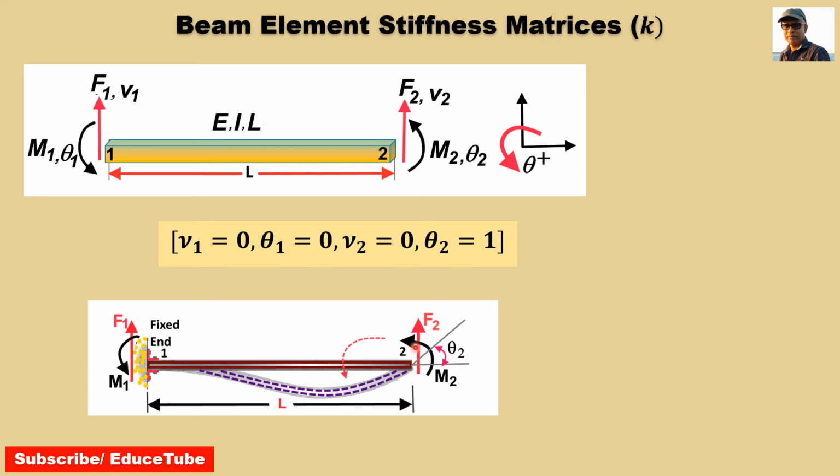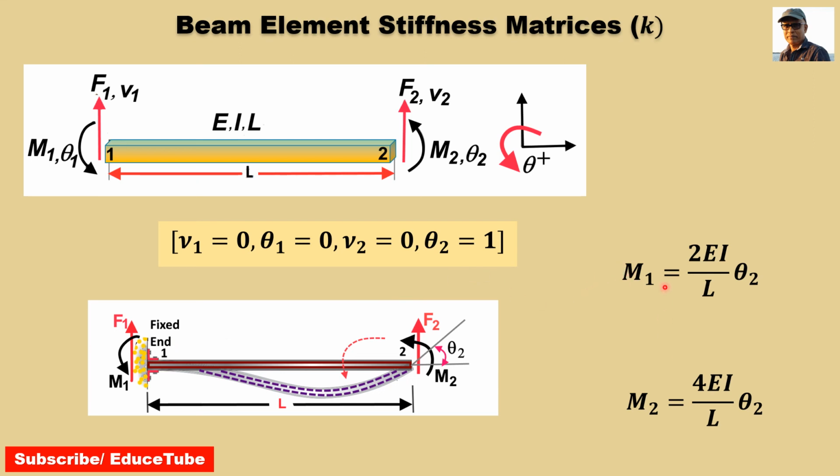then the moment can be related to theta 2. M1 in that case will be 2EI over L theta 2, and M2 will be 4EI over L theta 2, because this is the far end. The far end moment is always half of this. If it is 4EI, it will be 2EI.